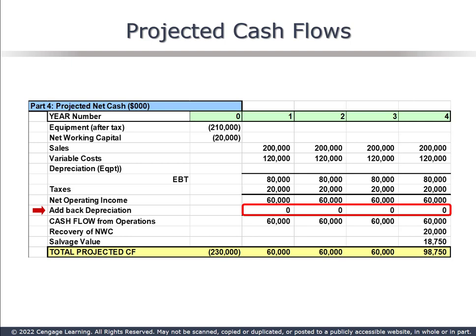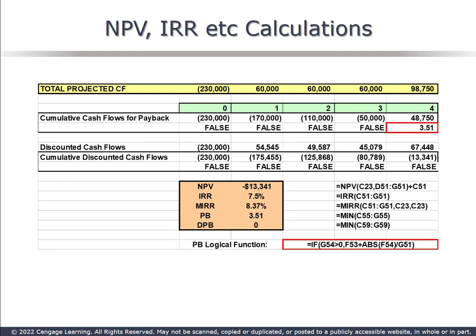Don't forget, depreciation is added back, just a reminder. Net working capital is recovered. The bottom line recaps the value to be used to find NPV and IRR. And finally, our calculations. NPV, IRR, and MIRR are Excel functions, and they're shown to the right of the values. Payback and discounted payback can be found using logical if statements as shown at the bottom.